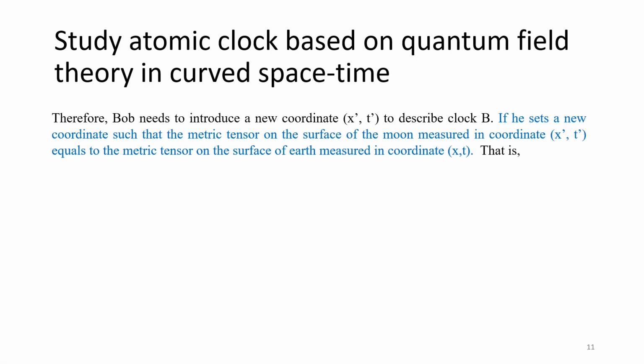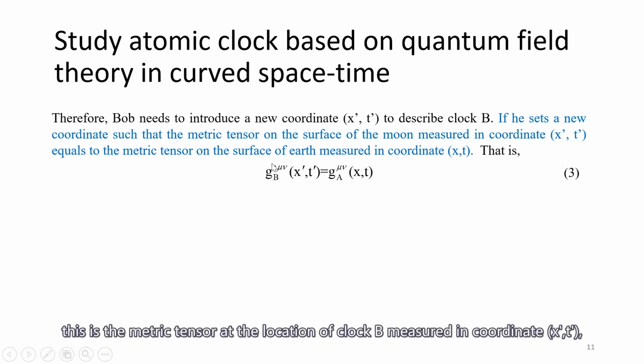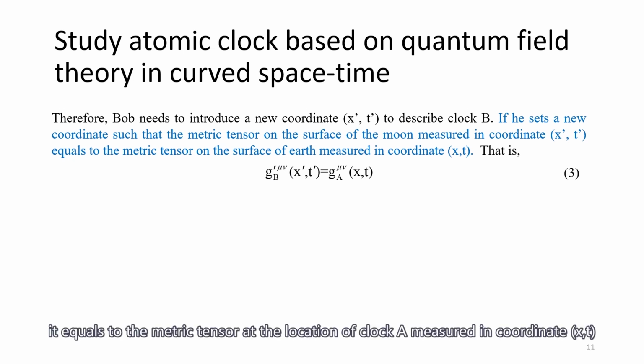Therefore, Bob needs to introduce a new coordinate x prime t prime to describe clock B. If he sets a new coordinate such that the metric tensor on the surface of the Moon measured in coordinate x prime t prime equals the metric tensor on the surface of Earth measured in coordinate xt, that is, this is the metric tensor at the location of clock B measured in coordinate x prime t prime. It equals the metric tensor at the location of clock A measured in coordinate xt.